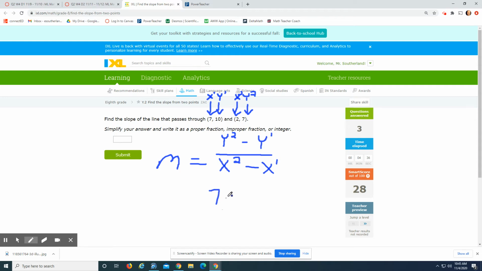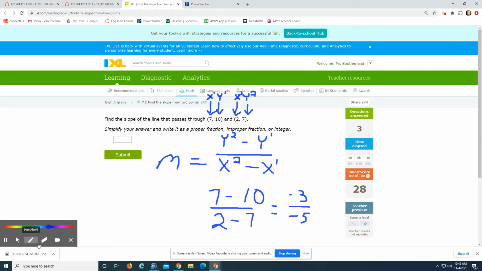So this would be 7 minus 10, and then it would be 2 minus 7. Well, 7 minus 10 is negative 3. 2 minus 7 is negative 5. And when you have a negative over a negative, it just becomes a positive. So these negatives are going to cancel each other. Two negatives cancel each other. And so then it becomes 3/5.